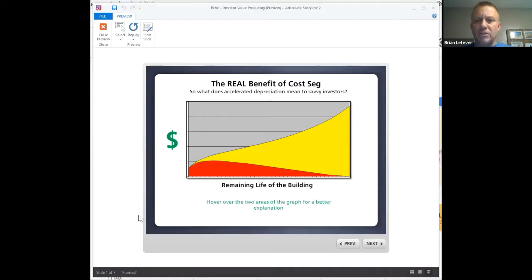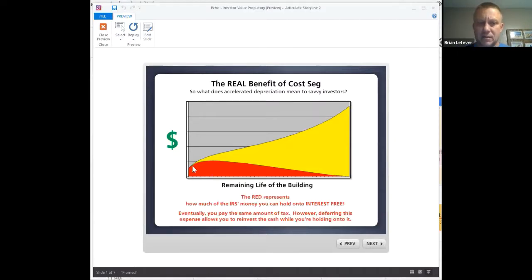I want you to focus on the trending of the lines. The red is how much of the IRS's money you can hold on to interest-free. So in my example of a $100,000 additional deduction at a 25% effective tax rate, you're holding on to 25 grand in cash that otherwise you would have given the federal government. Ultimately, this red line always goes to zero, because if you keep that property for 27.5 years, you're going to get all the deductions whether you accelerate them or not. So eventually you're going to pay it back.